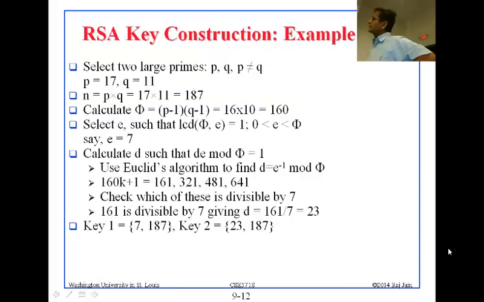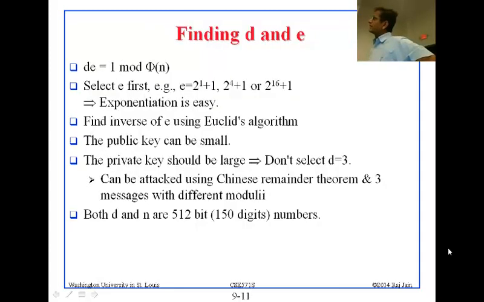I think this is just basically repeating what we said on the previous slide. So let's just do it one more time. D and E are such that they are inverse of each other. So D times E is 1 mod phi. Okay? D times E is 1 mod phi.